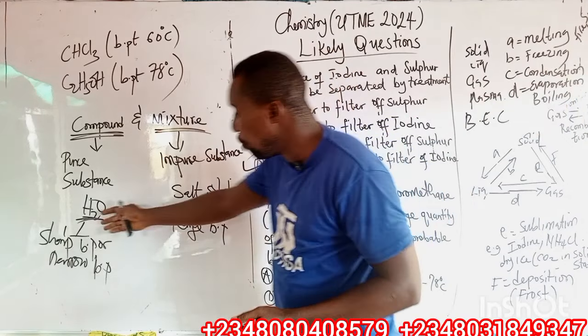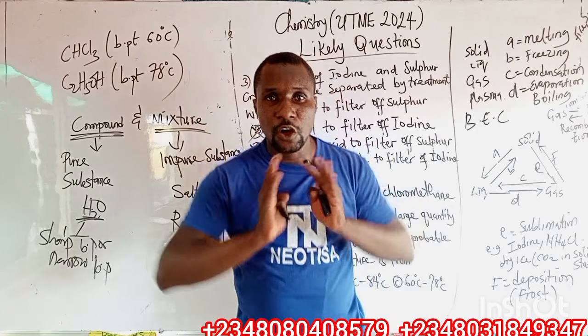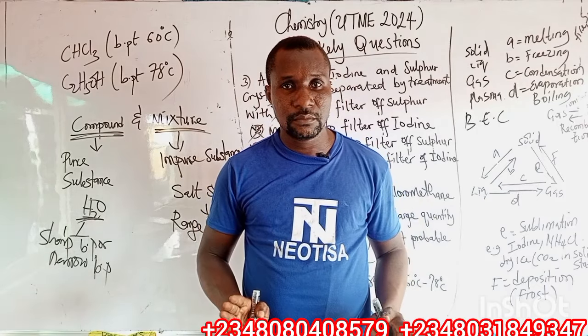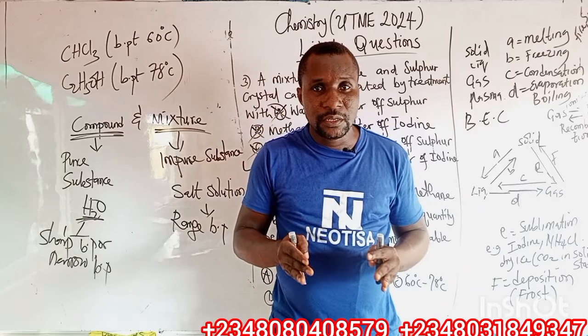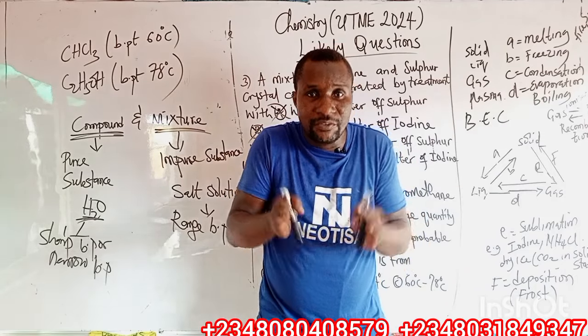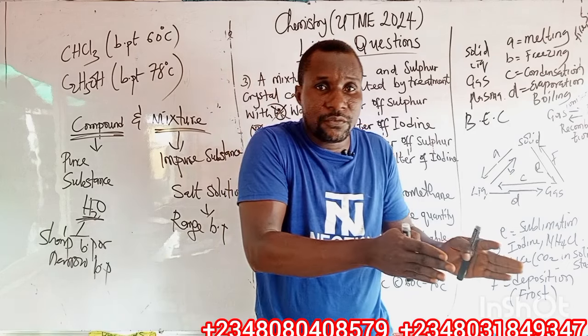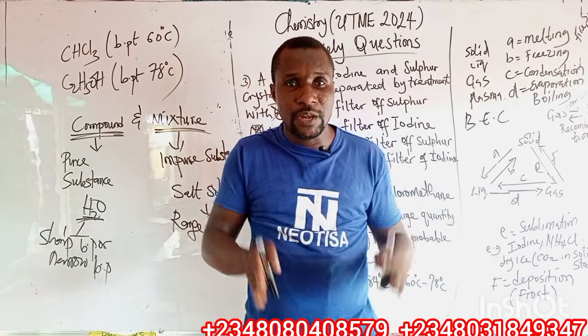But the boiling point of water, because water is a pure substance, is 100 degrees C. Sharp. But a mixture has a range boiling point. Salt water is a mixture, an impure substance, with a range boiling point from 105 degrees C to 110 degrees C.